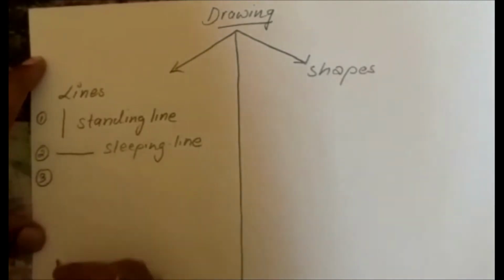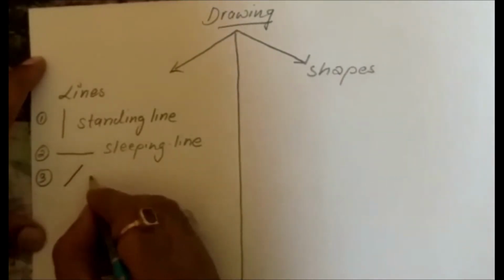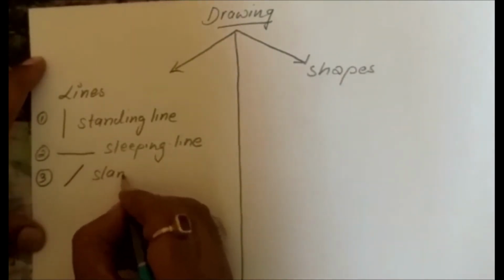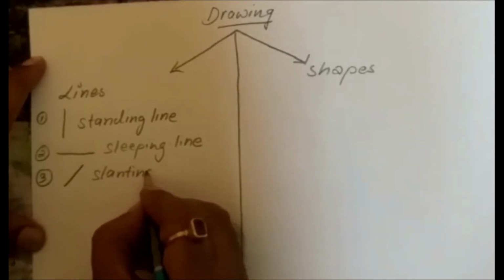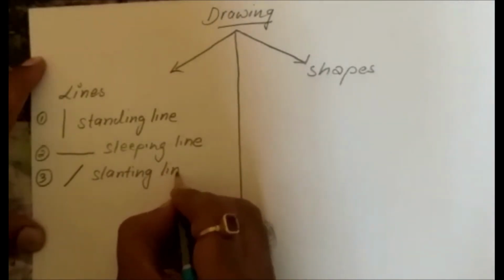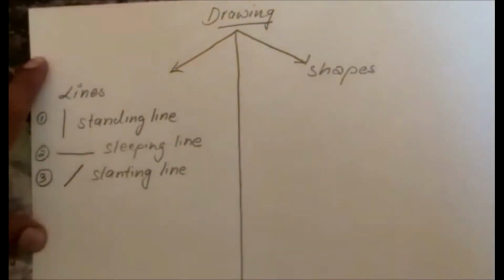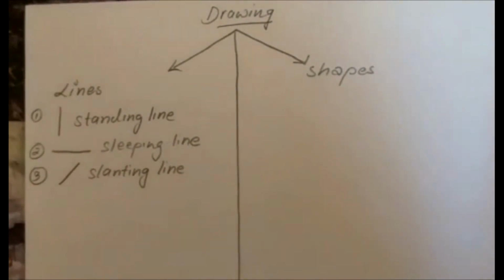Now I'm going for the third line, that's a slanting line. With a slanting line you can make a triangle, you can make a roof, a house roof. You can make the cone of an ice cream, you can make the cap of a joker with a slanting line.